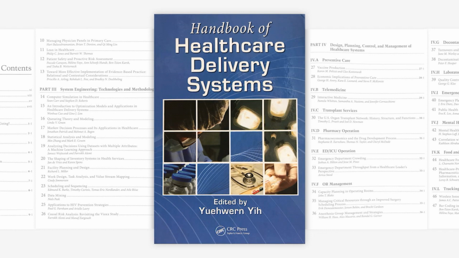Chapter 20, The Shaping of Inventory Systems in Health Services. Initial chapter by Jan de Vries from University Groningen and Karen Spens from Hanken School of Economics. This is a summary of their chapter from the Handbook of Healthcare Delivery Systems.